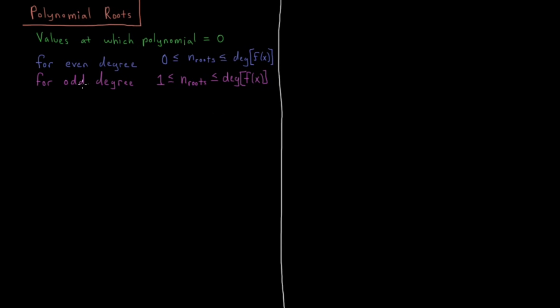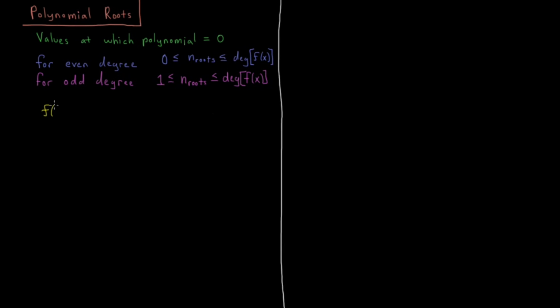For odd degree, they have a minimum of 1, so there's at least one case where an odd degree polynomial is going to equal 0, and the maximum possible number is, again, the degree of the polynomial. All right, so what are these actually going to be for some specific cases?